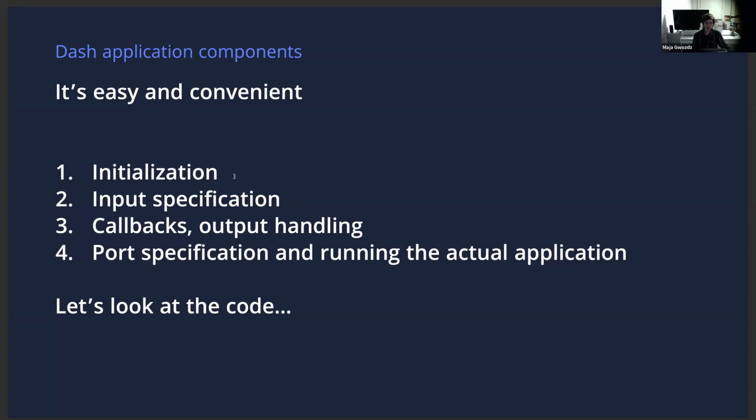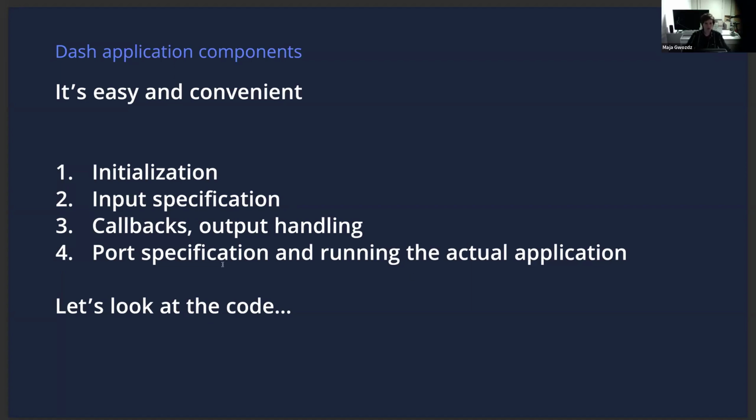So first of all, you have to initialize it somehow. Then you need to specify the input, and then you need to logically manipulate the input. So that's where callbacks come in. It's basically another way of saying output handling. And you also need to specify where it's supposed to run. So you can just specify the port to your local host.